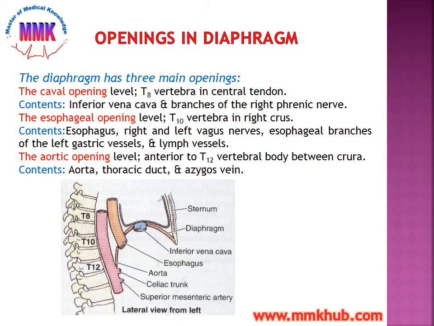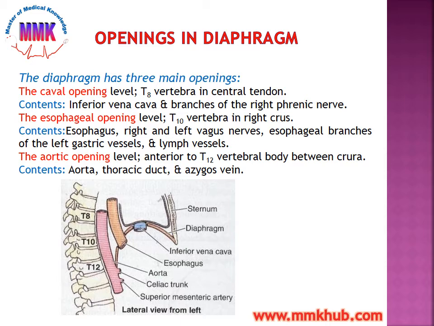Next are the openings in the diaphragm. The diaphragm has three main openings. You should memorize these openings by T8, 10 and 12. The T8 opening is the caval opening. It is present at the thoracic 8th vertebral level in the central tendon of the diaphragm, and the structures passing through this opening include the inferior vena cava and branches of the right phrenic nerve.